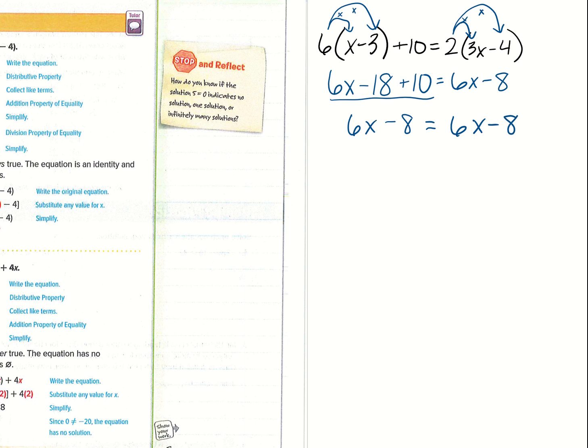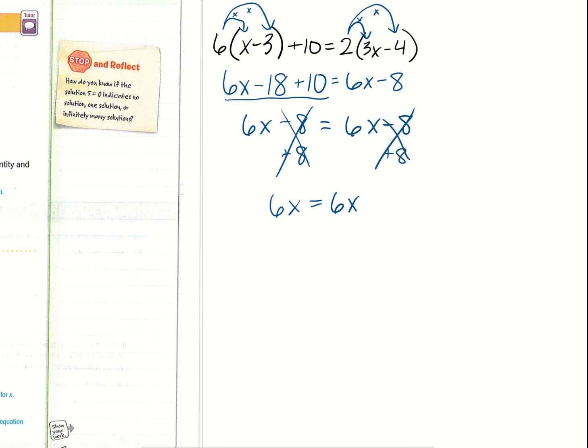The next step that I'm going to do, I'm going to go ahead and add 8 to both sides to get this to cancel right here. And then I notice it also cancels on this side, so I'm left with 6x equals 6x. Anytime you have the same thing on both sides, I'm going to write this down for you so you can remember to write it down.